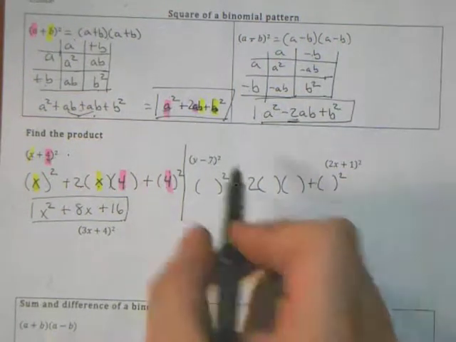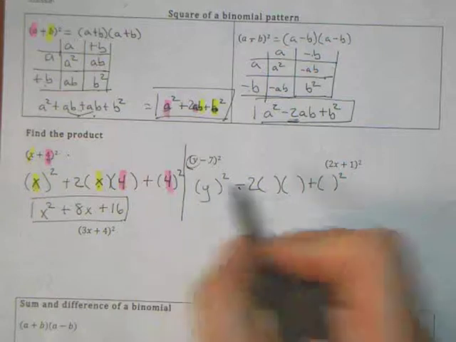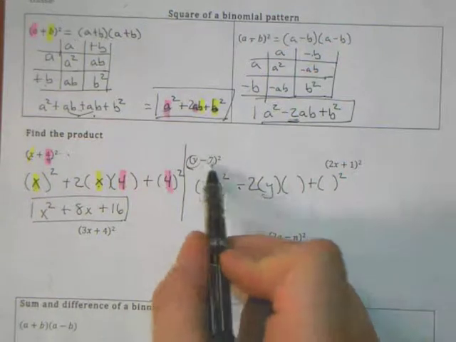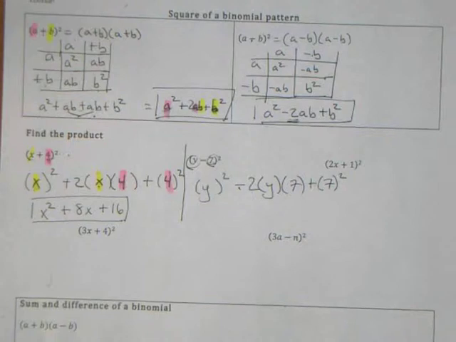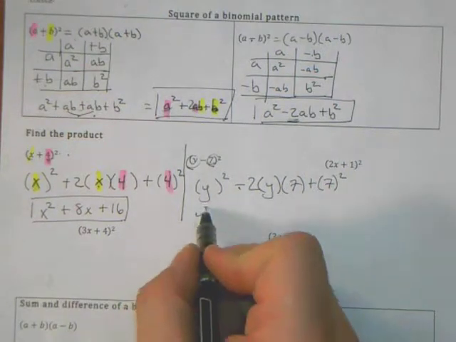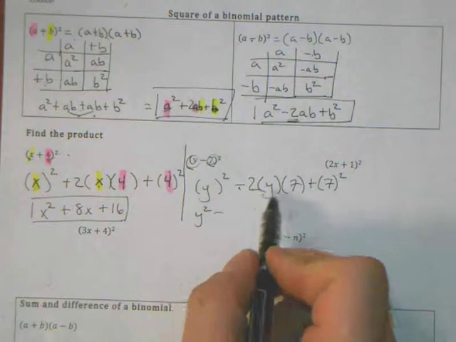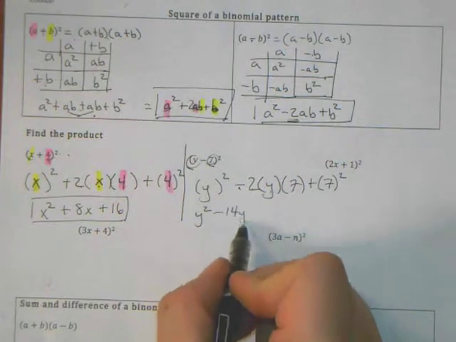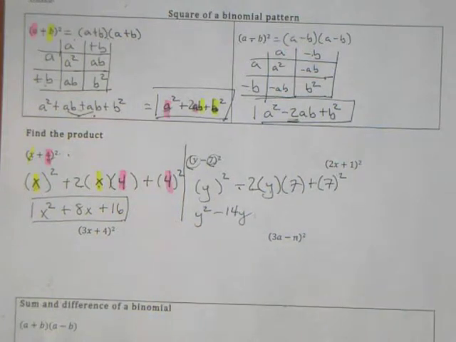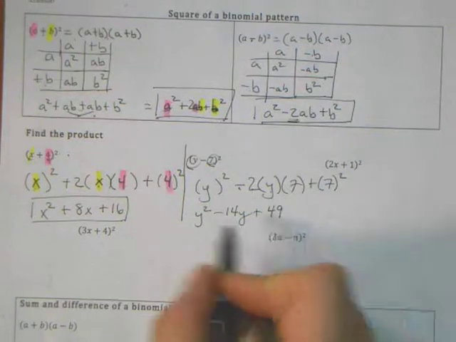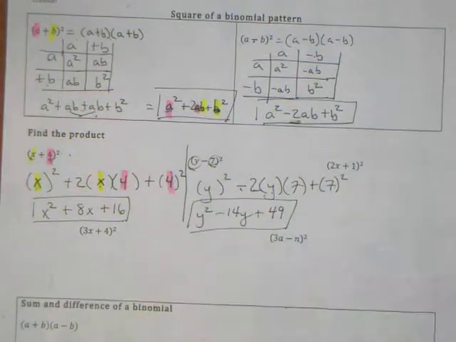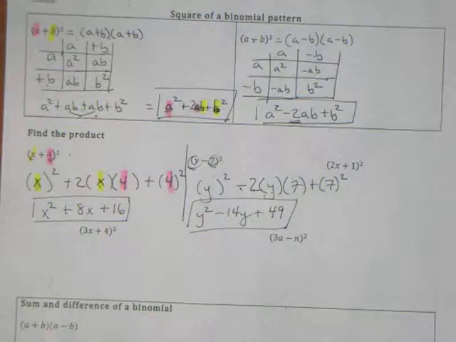Well, what are these things? The first thing is a y. The second term is a 7. So I'll simplify this. y squared is just y squared. 2 times y times 7 is 14 y's. 7 squared is 49, 7 times 7.